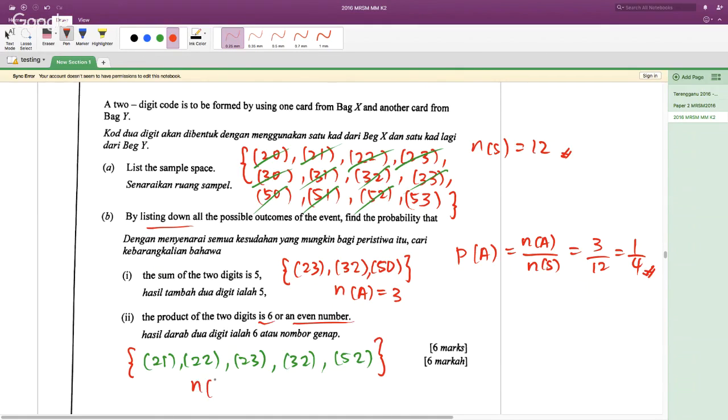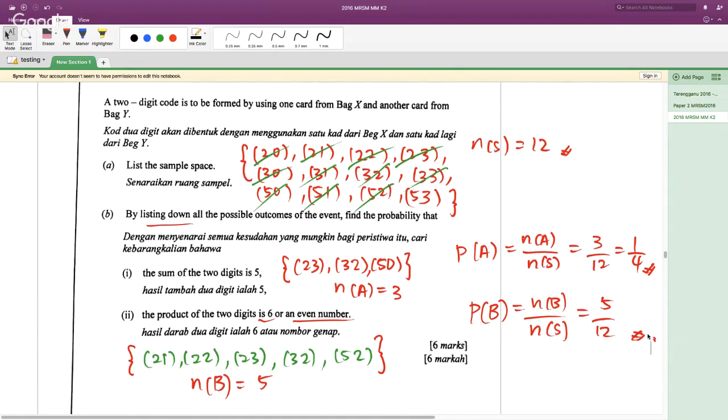Maybe this one I call event B. B is the product of the 2 digits being 6 or an even number. So I have 5. Therefore, the probability of event B equals the number of event B over the number of sample space. Since B is 5, total is 12. This should be your final answer. So this probability question is not as hard as you think.